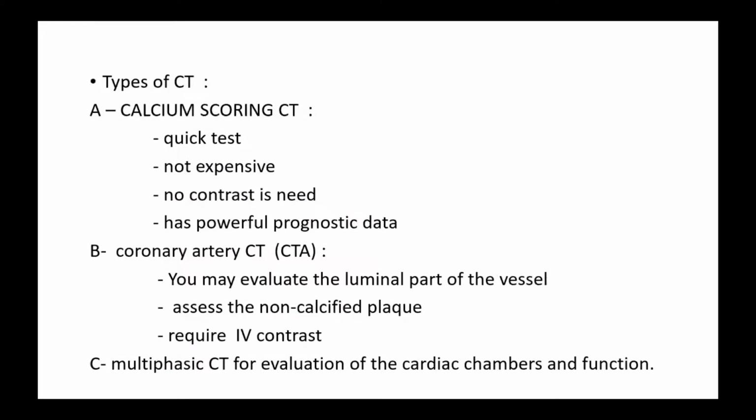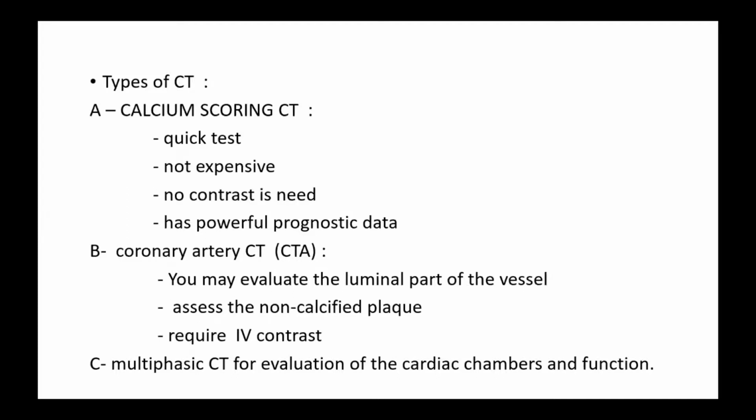You have two things in the cardiac CT: the calcium scoring, which is one entity, and then the other thing is the coronary artery CT or coronary angio. The calcium scoring is a very quick test. It's not expensive. You don't need any contrast here. And it has powerful prognostic data, as we said.